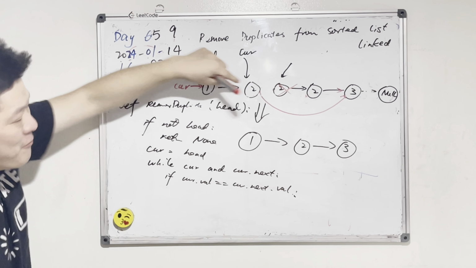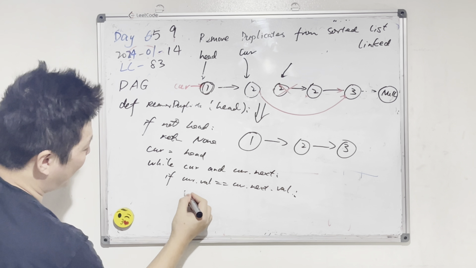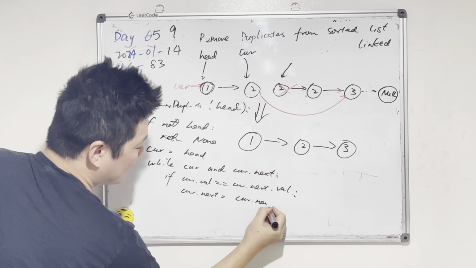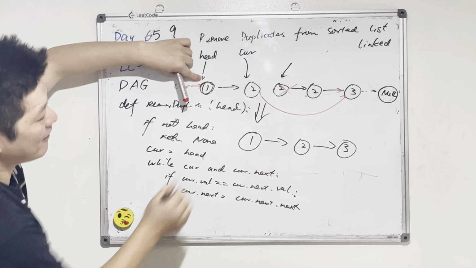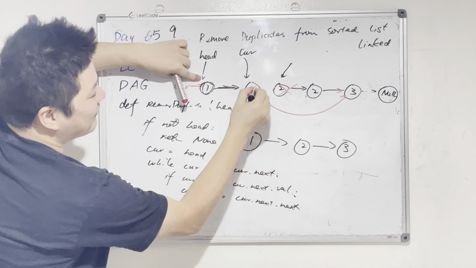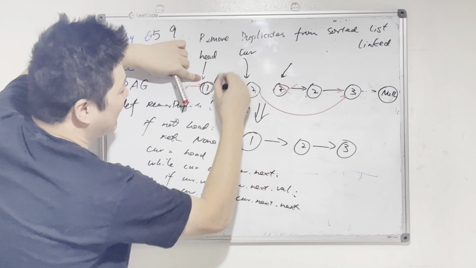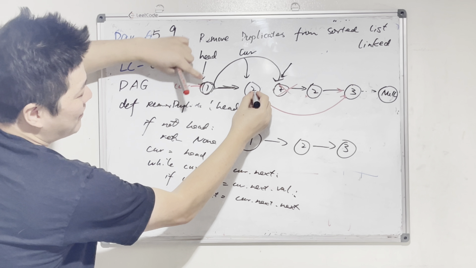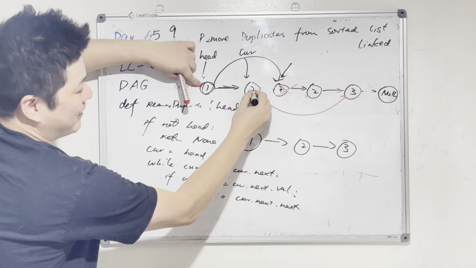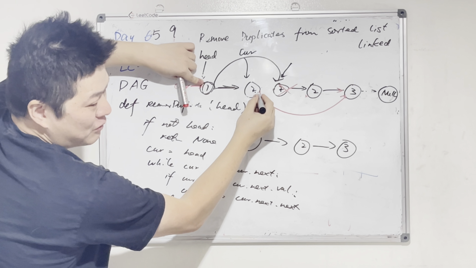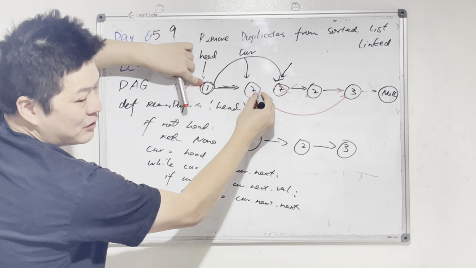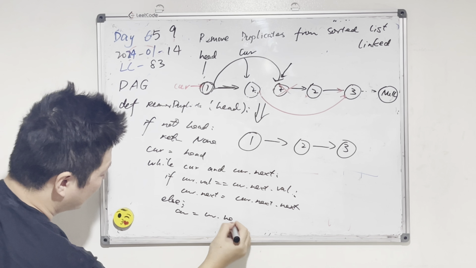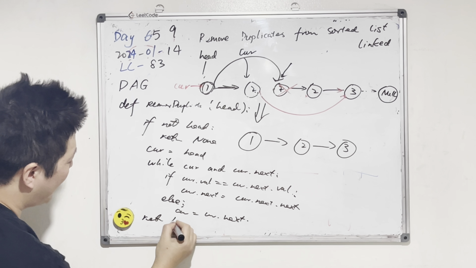Okay, so now it's equal. Then we have to point current dot next to current dot next dot next, right? Current dot next is this one. We want to point it to current dot next dot next. So it's this one. We want to point this to here, right? If it's not equal, then what do we do? We just simply advance the current pointer. This one is not equal to 2, so we just move the current to here and then we continue. So else current equals current dot next, and then we simply return head.